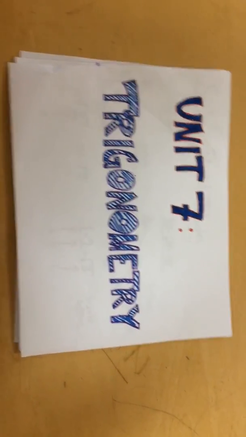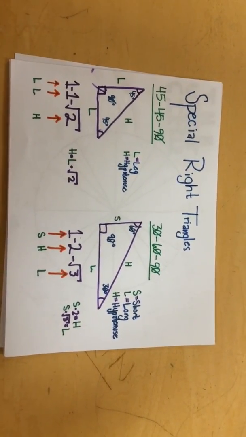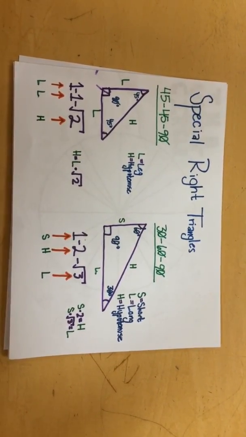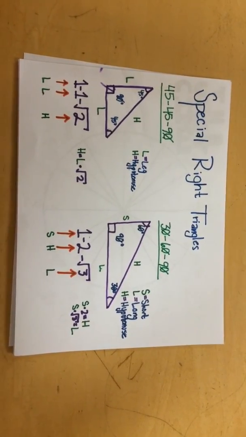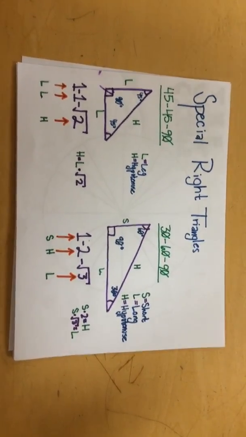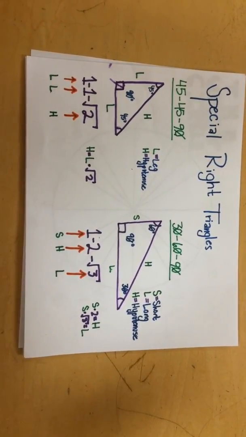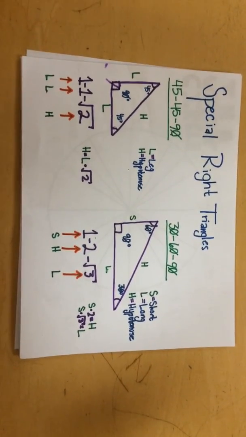Unit 7 Trigonometry. There are two types of special right triangles, the 45-45-90 triangle and the 30-60-90 triangle. As you can see on the left, the 45-45-90 triangle consists of two 45-degree angles and one 90-degree angle. The two sides labeled L are the legs, while the side labeled H is known as the hypotenuse.